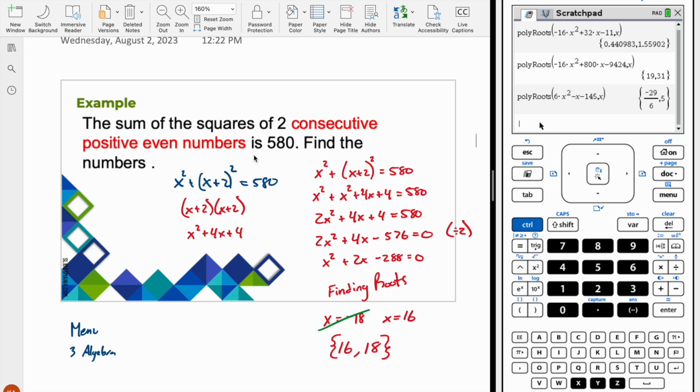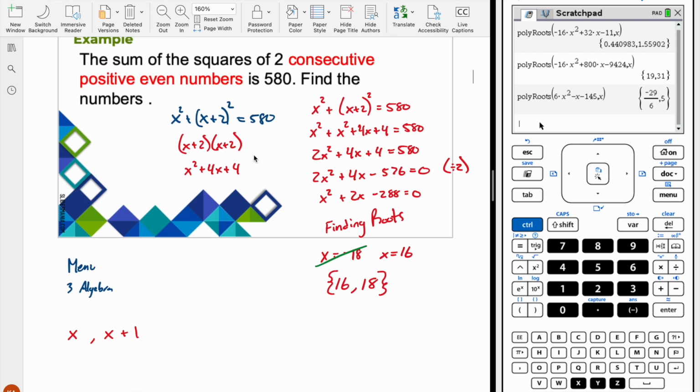So what ends up happening here is we first have to understand that when we're working with consecutive numbers, we will generally refer to x and x plus 1. That would be referring to our consecutive numbers.